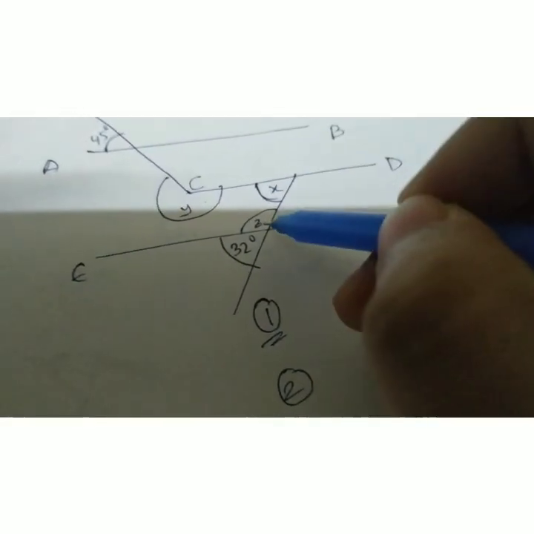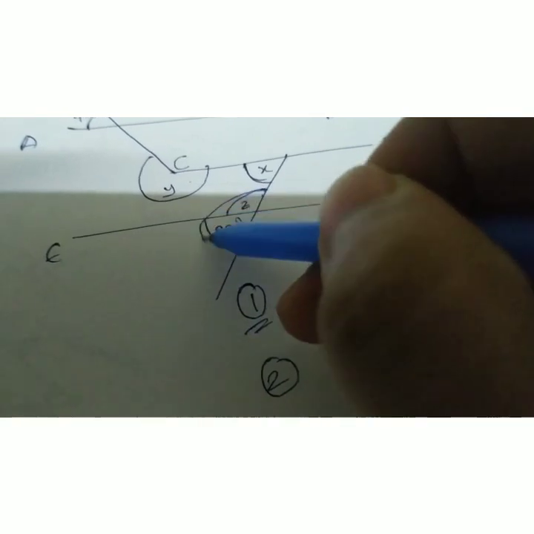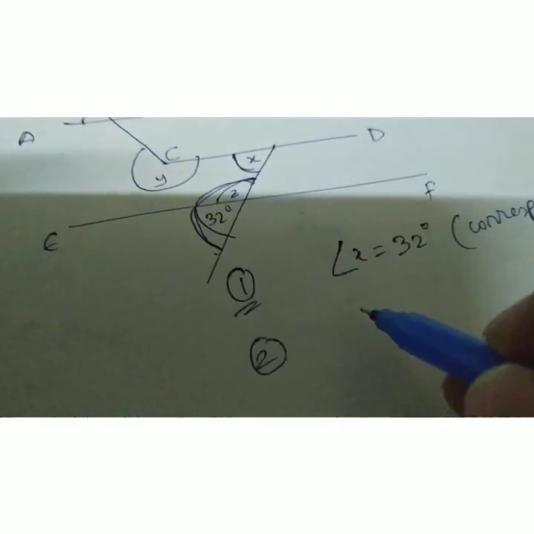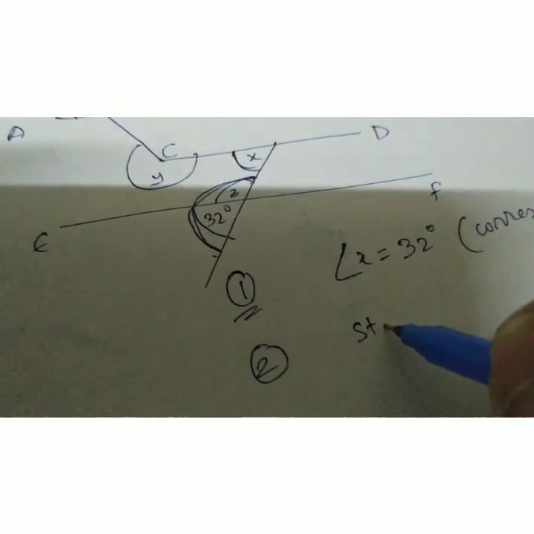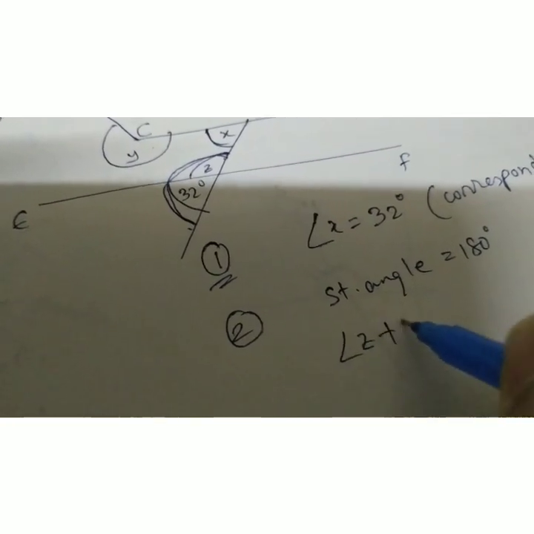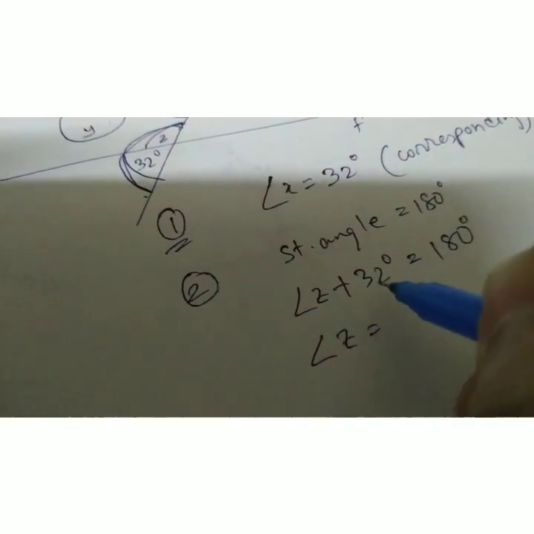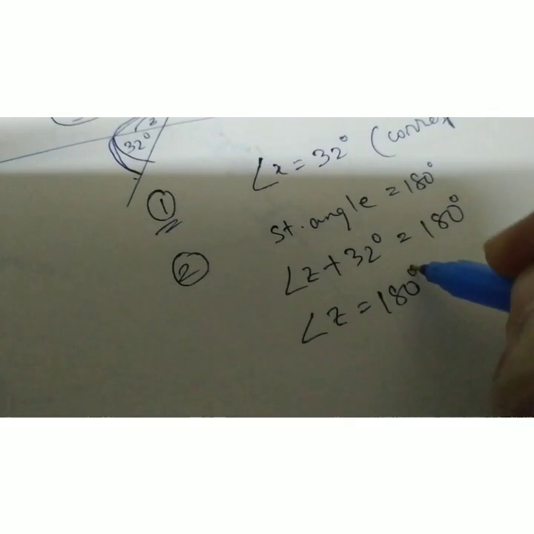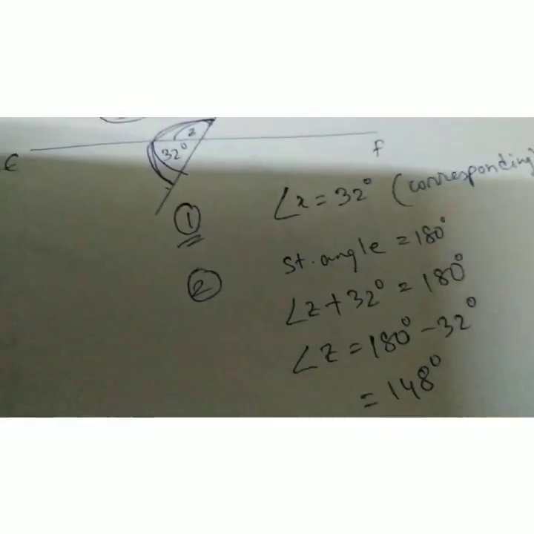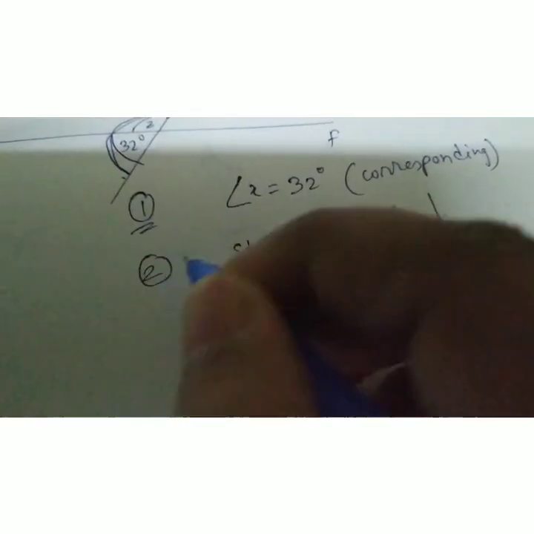Number 2, they asked me to find angle Z. So if you see, this whole is actually a straight angle, correct? Over a straight line, the whole angle. Okay, so we know that a straight angle equals what? Straight angle equals 180. So we can write angle Z plus 32 degree equals what? 180. So angle Z equals, if I transfer 32 to the right side, 180 minus 32, so equals 148 degree. Okay, so angle Z equals 148 degree. So this is number 2.